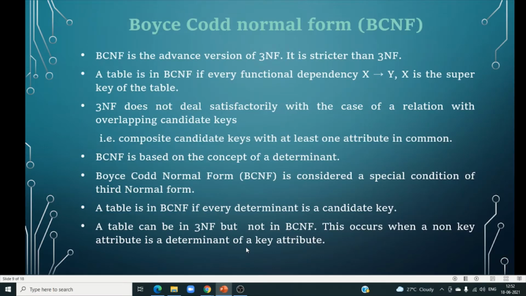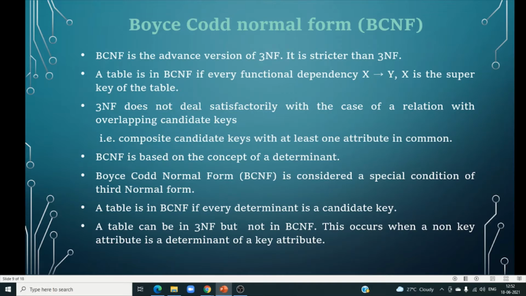What is BCNF? BCNF means Boyce-Codd normal form. Actually, up to the third normal form is enough for normalizing tables. In some situations there is a possibility of going for these advanced normal forms. BCNF is the advanced version of third normal form, and it is also known as the 3.5 normal form because it is similar to the third normal form with some differences. It is stricter than the third normal form.